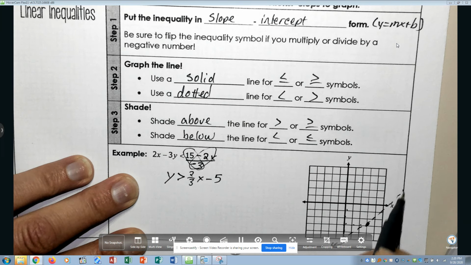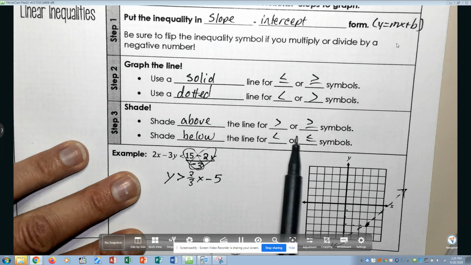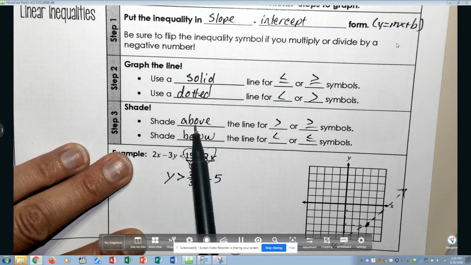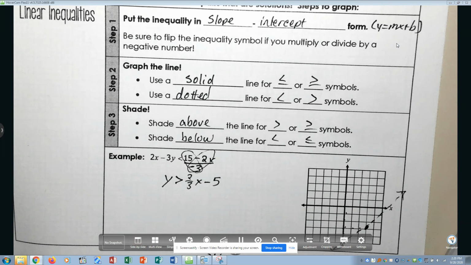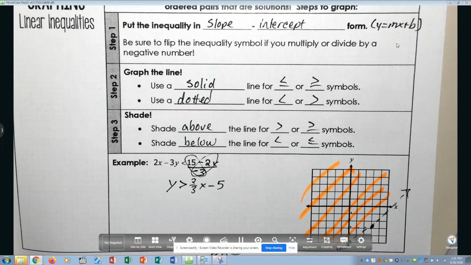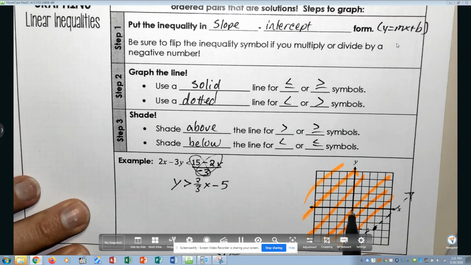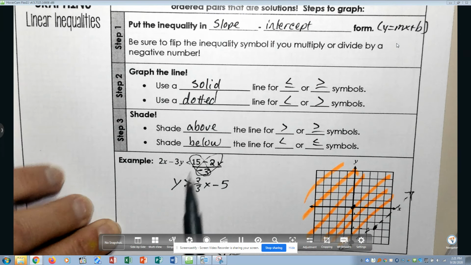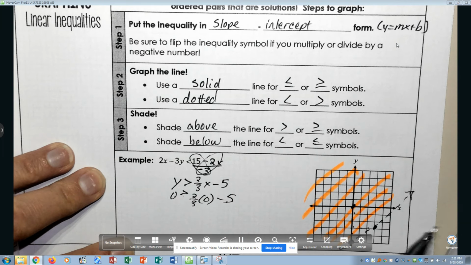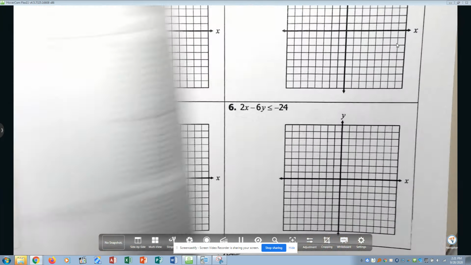Okay. Now, it says up here that if you have y is greater than or equal to, you shade above. So that means that I would shade above here. That is one method to show this. I always like to test the point 0, 0. That's another method to show. So is 0 greater than 2/3 times 0 minus 5? So is 0 greater than negative 5? Yes. So if 0, 0 makes it true, you shade towards 0, 0. That's another method that you can use. Let me show you a couple more examples.